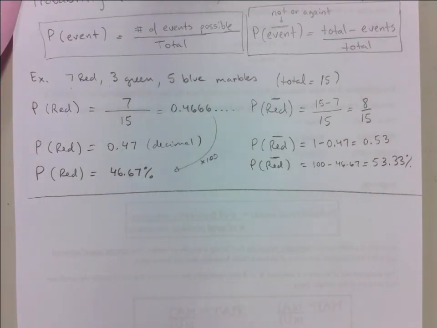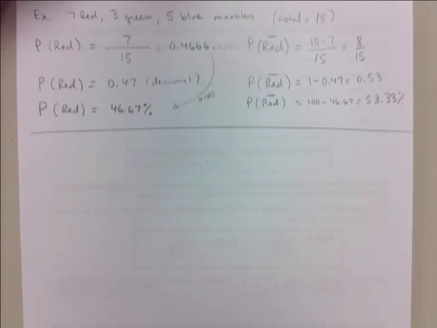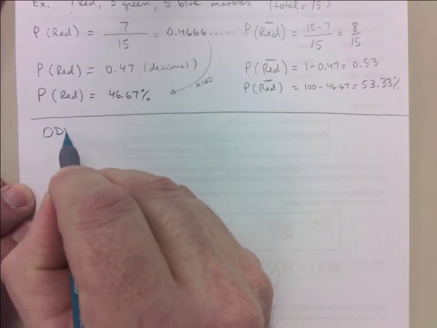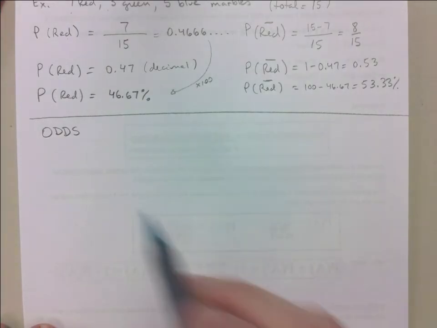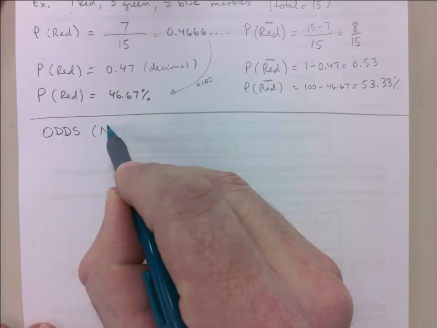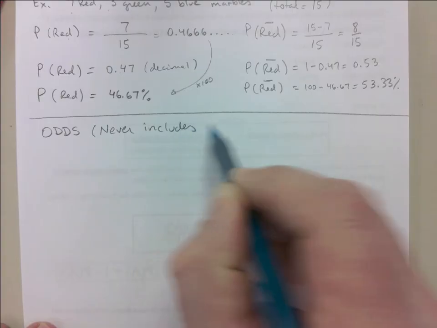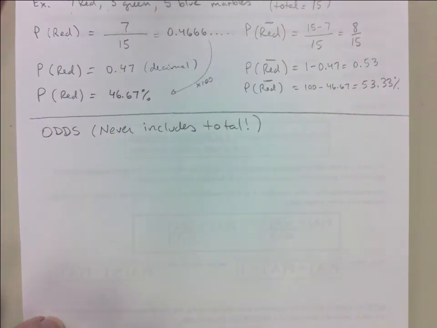Okay, now we're going to talk odds. When you do odds, make a note: never include the total. That is extremely important because students put the total in odds all of the time, okay?